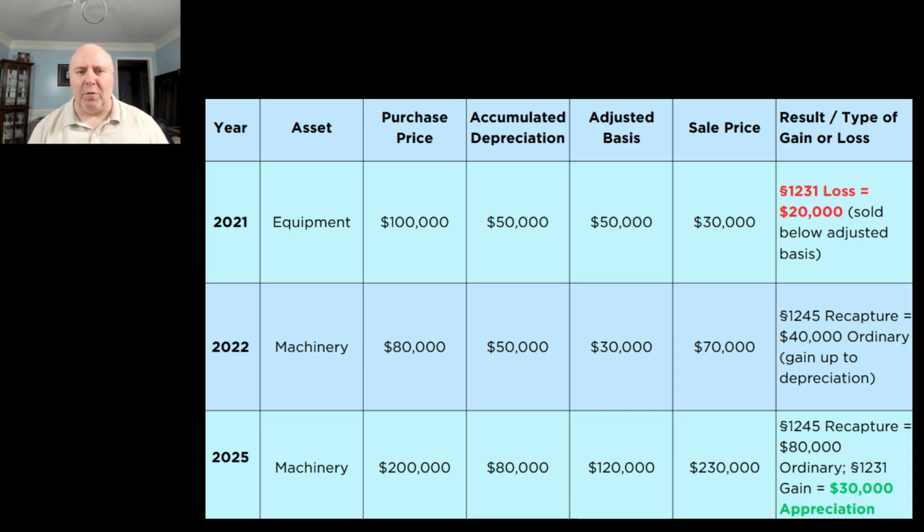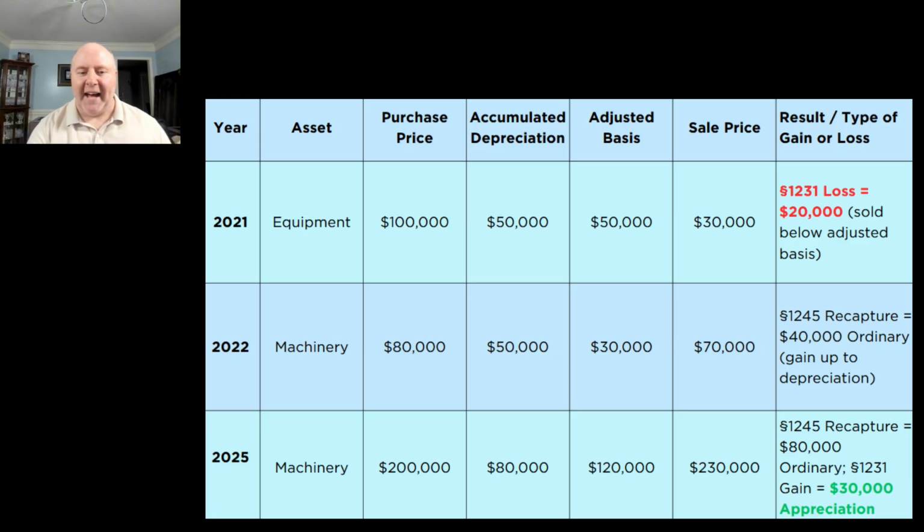We understand that 1245 is trying to recapture some of that depreciation. So now this is where it all comes together, and you're going to have this concept down after this portion of the video. So what I did is I created some problems for you. I've got 2021, 2022, and 2025. So no transactions occurred in 2023 or 2024. Those are the years of the events.